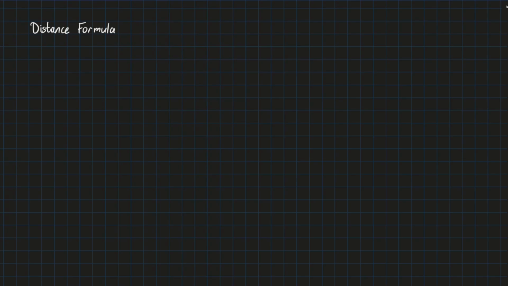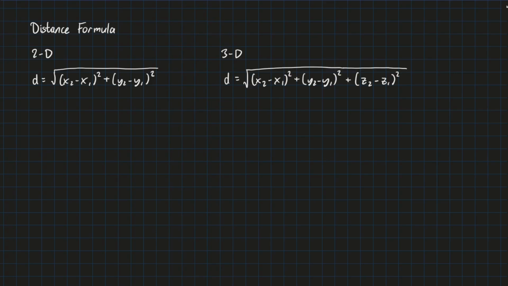So next we'll be talking about the distance formula. In 2 dimensions, you may be familiar with the equation that was derived from the Pythagorean theorem. In 3 dimensions, it's pretty similar. This time with a third point, d is equal to the square root of (x2 minus x1) squared plus (y2 minus y1) squared plus (z2 minus z1) squared.